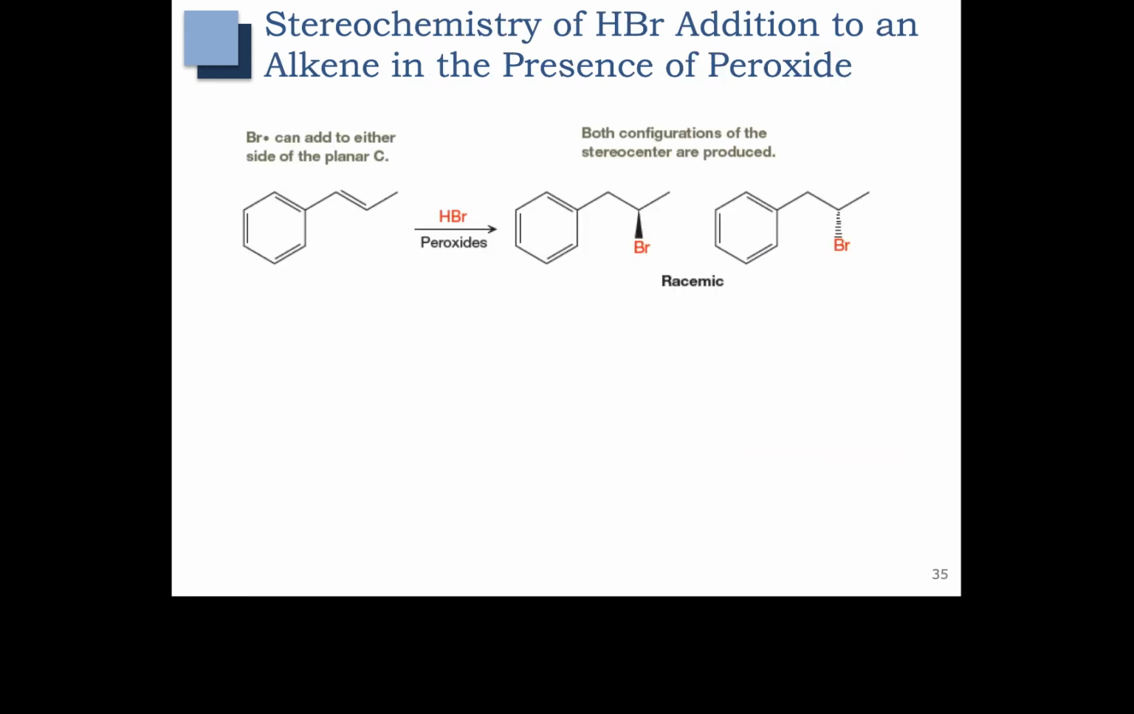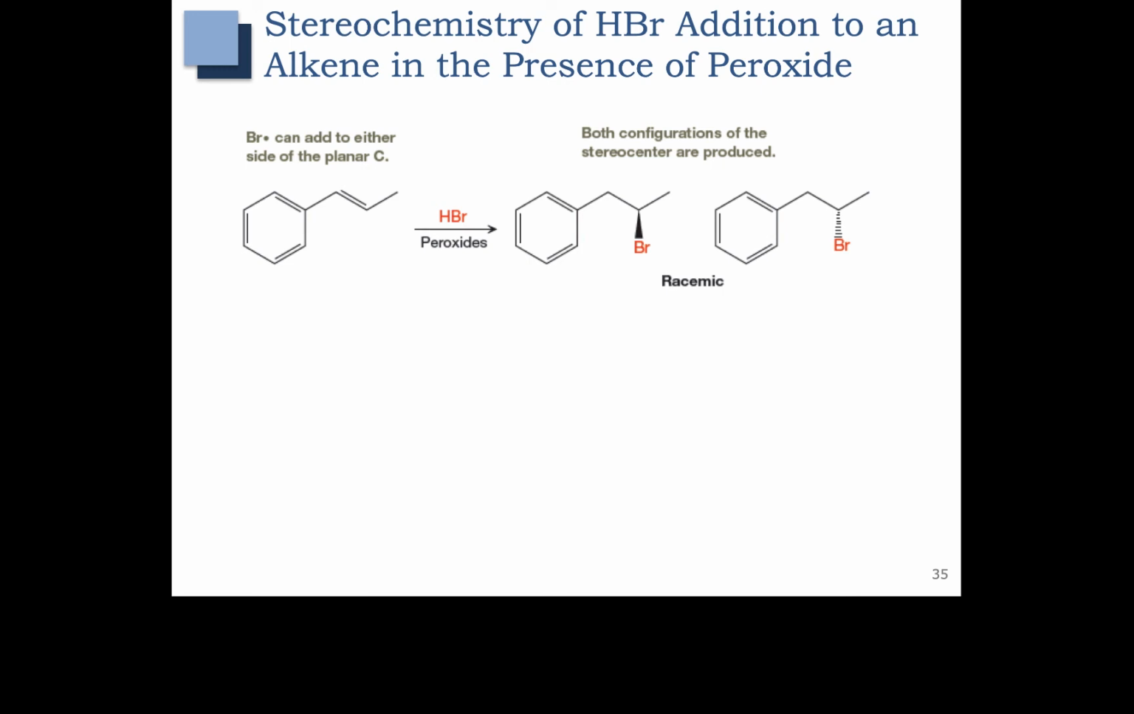to form. In HBr addition to an alkene, in the presence of peroxides, we see a mixture of enantiomers because there's no selectivity in this reaction. The alkene can be attacked by bromine radical either from the top or from the bottom, and in the second step where you have a reaction of a radical, it can also be attacked both from the top and from the bottom.